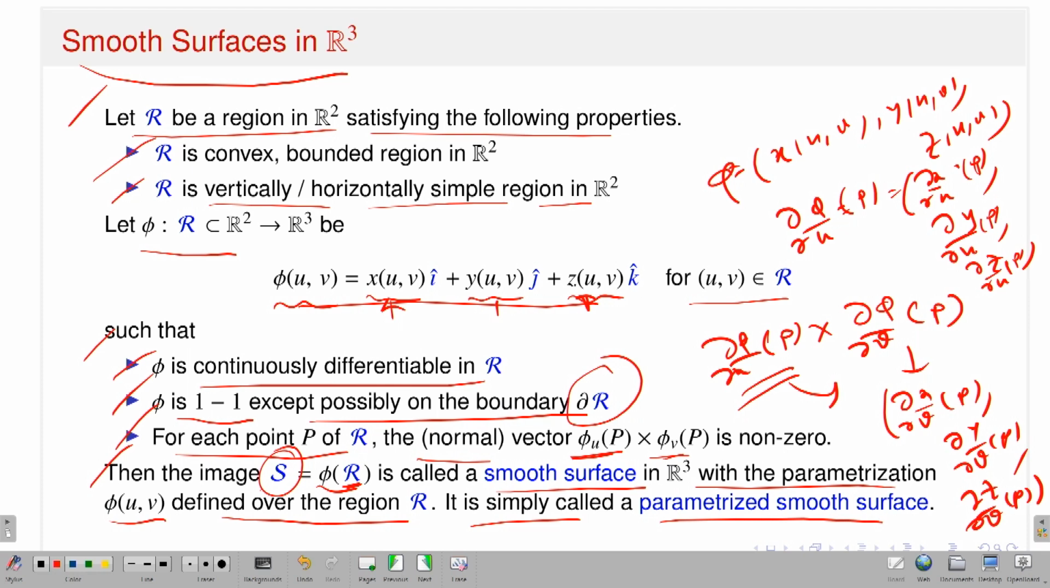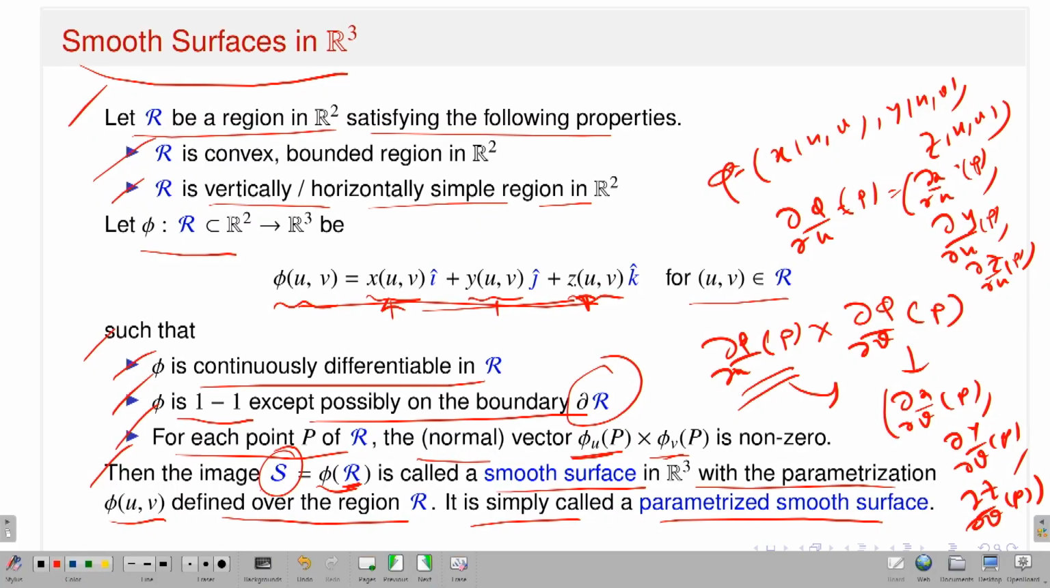So if I start with a function phi defined on my region R, a subset of R2, to R3 in this way, and it satisfies three properties. What are the properties? Number one, phi should be continuously differentiable. Number two, phi should be injective in the interior region bounded by the boundary of my region R. And if I take any point P in R, the corresponding normal vector at the point phi of P on my surface should be a non-zero vector.